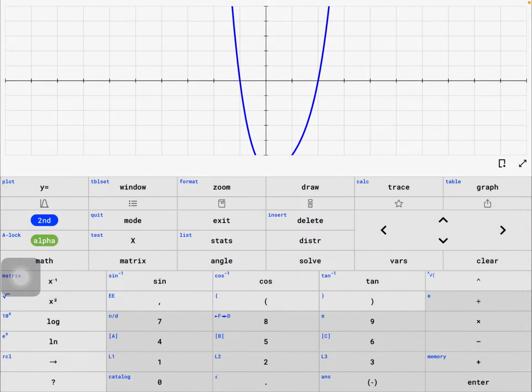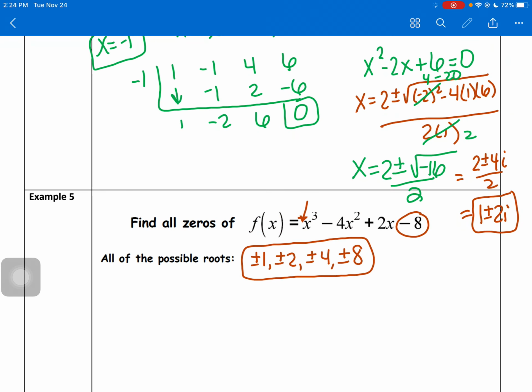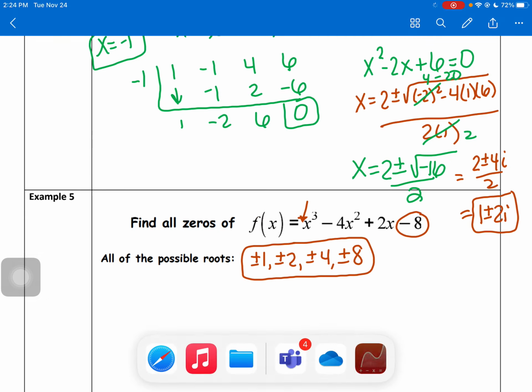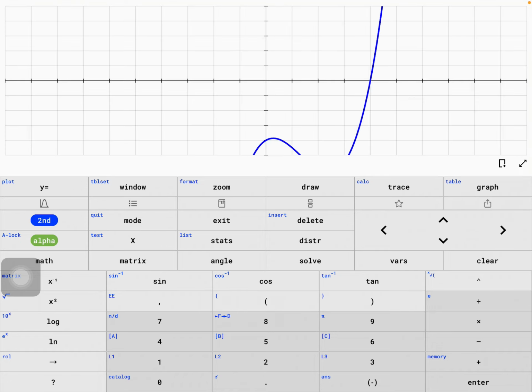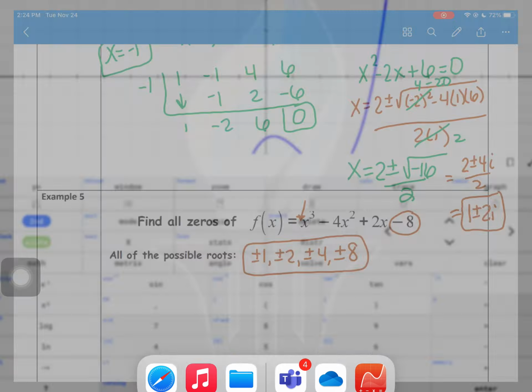So now we want to go back to our calculator. And we want to enter x cubed minus 4x squared plus 2x minus 8 into our calculator. So go to y equals, clear the last one out that we had, x to the third power minus 4x squared plus 2x minus 8, and then we press graph. And it looks like one of our solutions is at 1, 2, 3, 4.